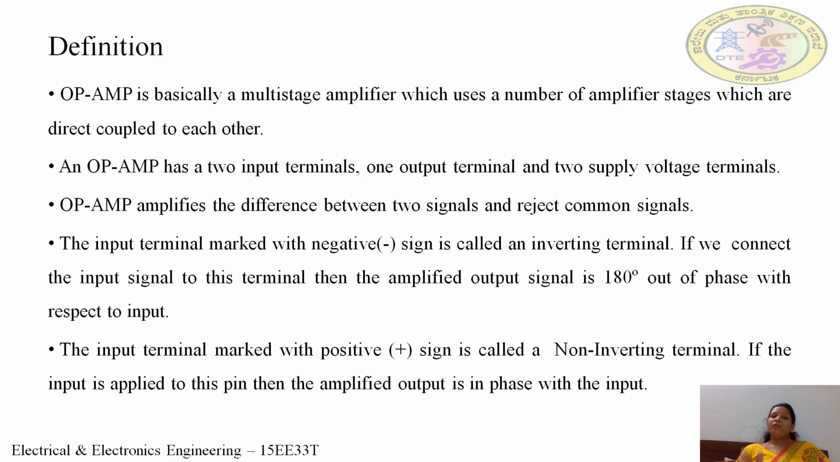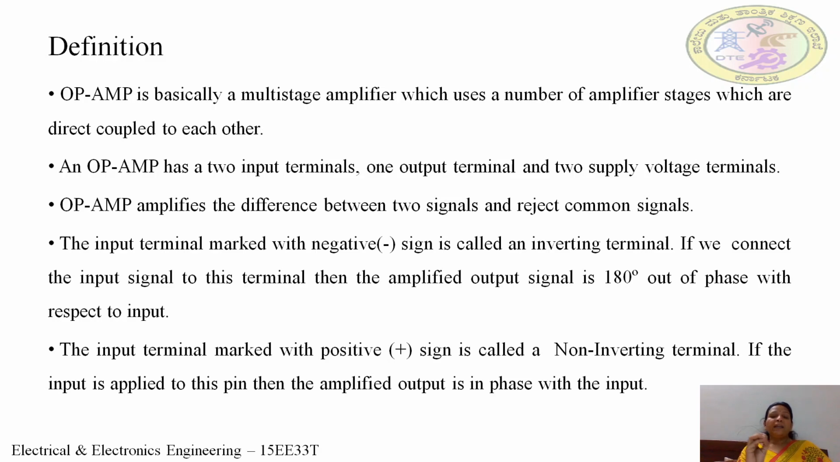So it will have many stages. Many stages put together will become one operational amplifier. It uses a number of amplifier stages which are direct coupled to each other. So please make a note of it. The stages of the operational amplifier are direct coupled, that is, the multiple stages are connected directly without any coupling capacitors. Hence they can be used for amplification of both AC as well as DC signals.